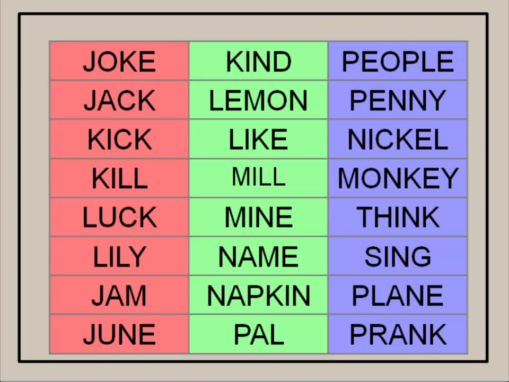Now let's move to the top of the green column. Kind, kind. Lemon, lemon. Like, like. Mill, mill. Mine, mine. Name, name. Napkin, napkin. Pal, pal.